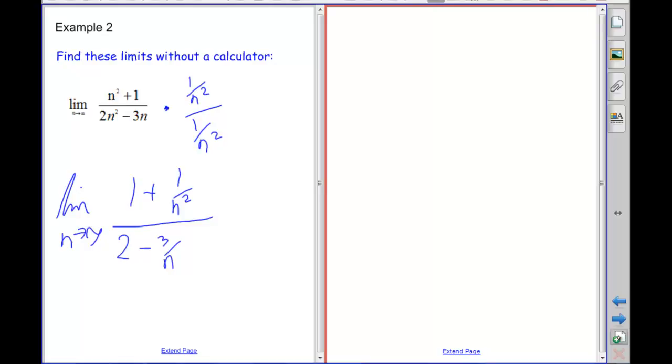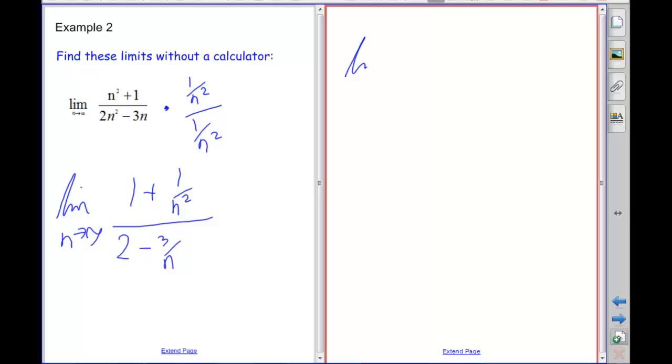It's not easy to substitute, is it? Take the limit of each part. The 1 over n squared goes to 0, and 3 over n, that'll be 0 too, and you'll just be left with these constant terms. That's the point of doing that little trick.